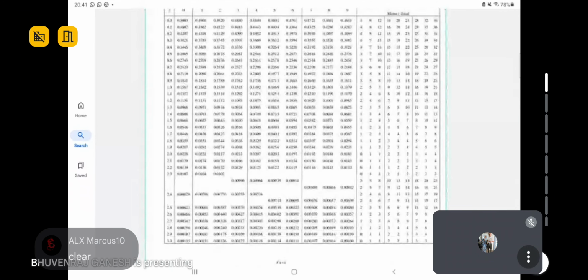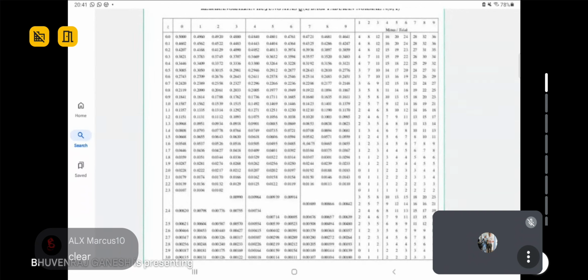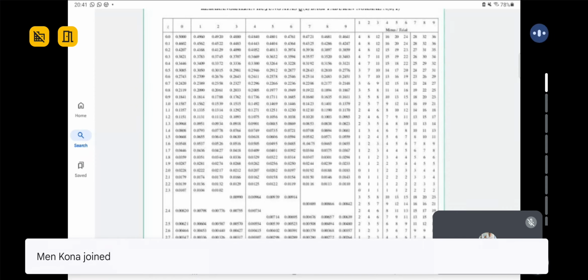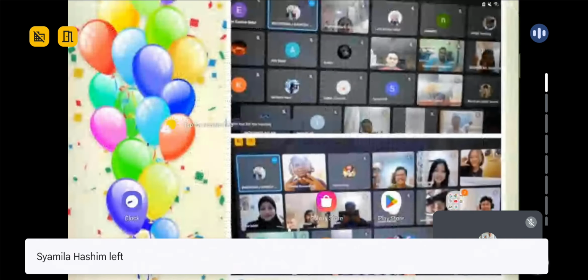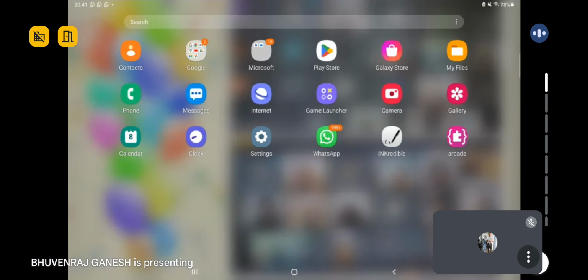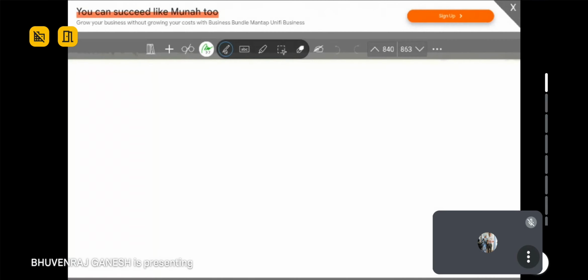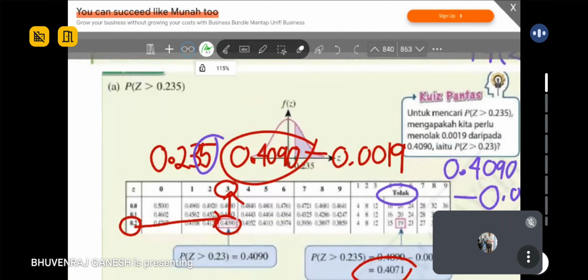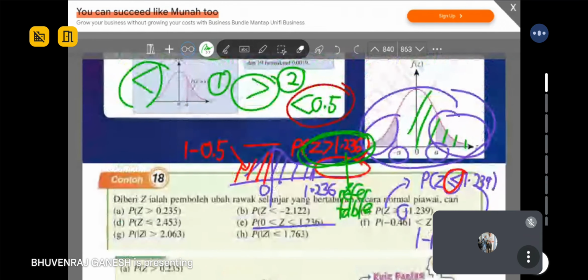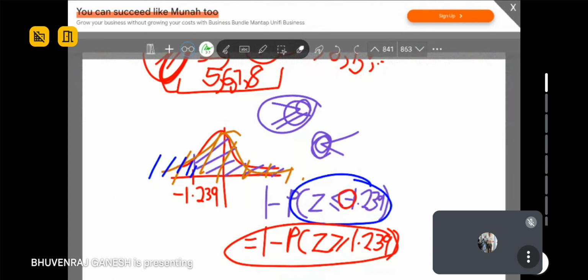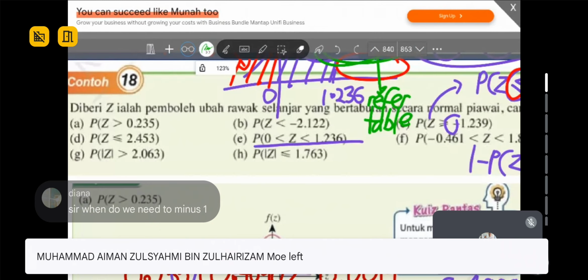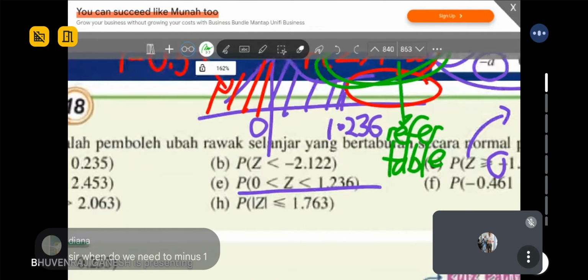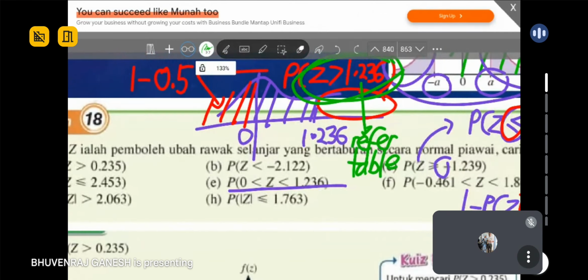Sir, I need to ask a question. Yes. The question tadi, right? Question E. I understand we have to minus with 0.5, but how come we have to minus with 1 also? We didn't minus with 1. It's 1 minus 0.5 minus the other region. Why do we have to minus with the one also? Because 1 is the total probability, the whole graph. I thought the question was only looking for lesser than 1.236, but it's more than zero, right? This one question E, right? When do we need to minus 1? It depends on the question.